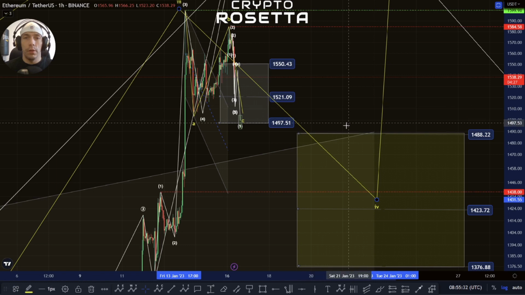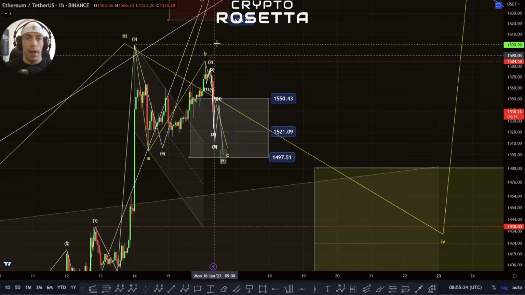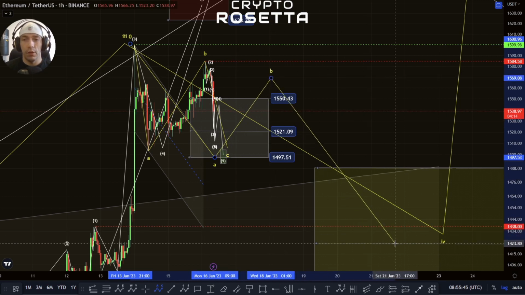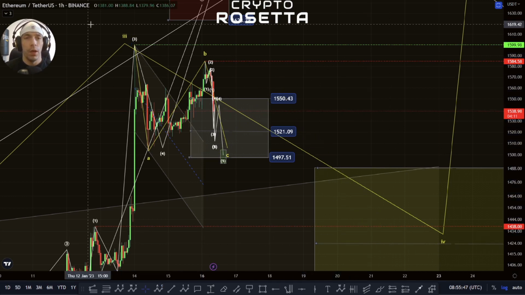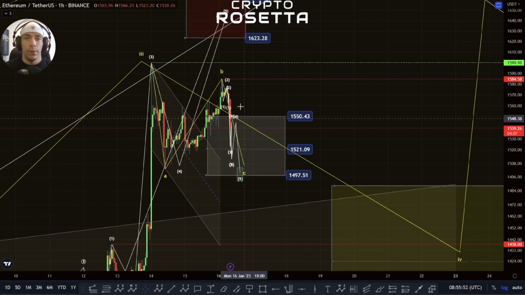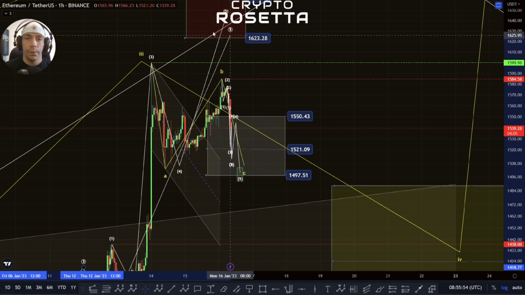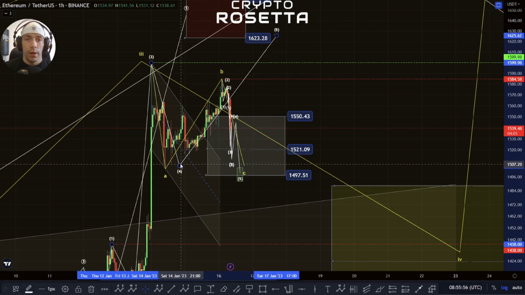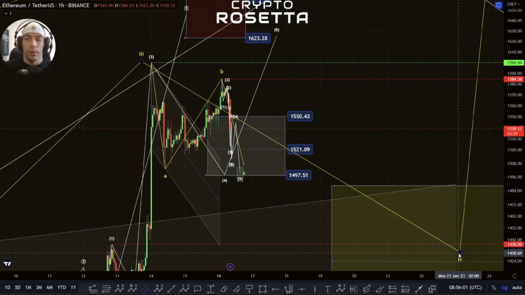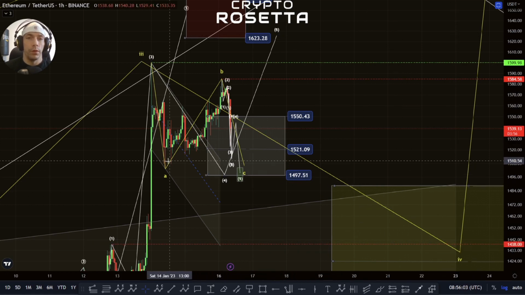So if we do form this as an A, B, and a C, we could then look to move up and find rejection and form a bigger structure here where this becomes an A wave. We move up for a B wave again, and then we look to push down for this C wave. So we've got to give it a bit of time. If we fail to develop this fifth wave to the upside here, then effectively what we would be looking for is this yellow fourth wave target zone.